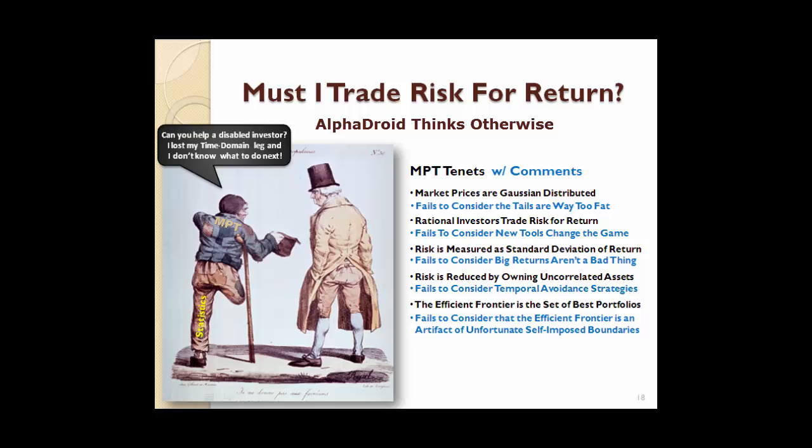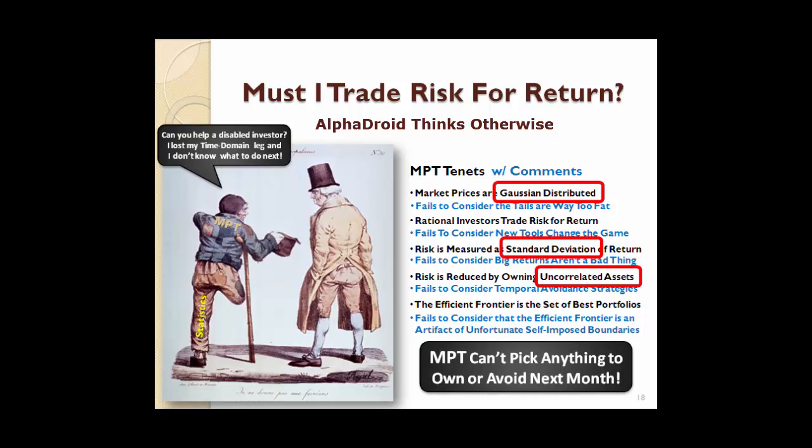Our poor MPT guy on the left says, "Can you help a disabled investor? I lost my time domain leg and I don't know what to do next." Statistics is the only leg he has to stand on. MPT mathematics are completely statistically based. Gaussian distributed, standard deviation, uncorrelated assets. Without time domain information, you have no trend information. Without trend information, MPT is limited to buy and hold. And that's why MPT can't pick anything to own or avoid next month.